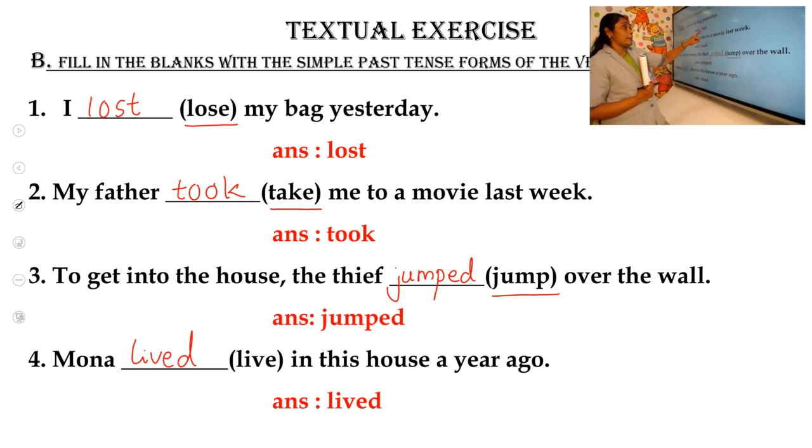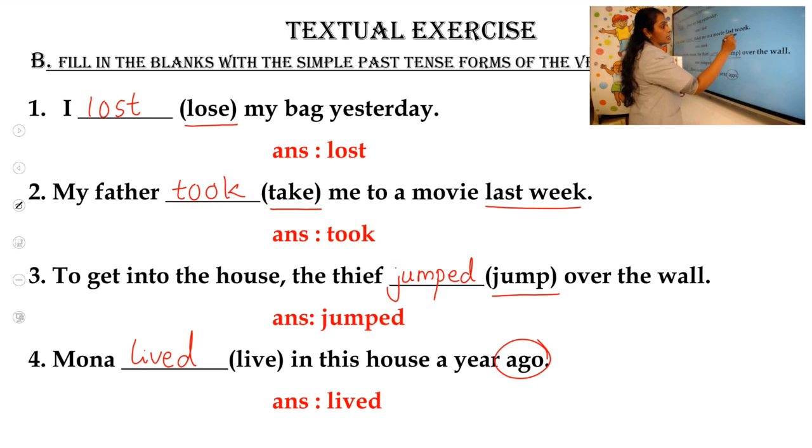First one, I lost my bag yesterday. My father took me to a movie last week. To get into the house, the thief jumped over the wall. Mona lived in this house a year ago. Look here, ago is there. When we discussed the past tense, I told you in the past tense we often use some words like yesterday, last week, ago and all. So ago is there, last week is there.